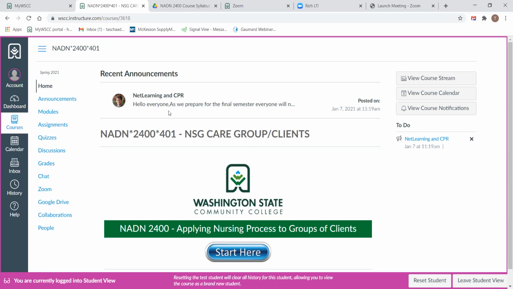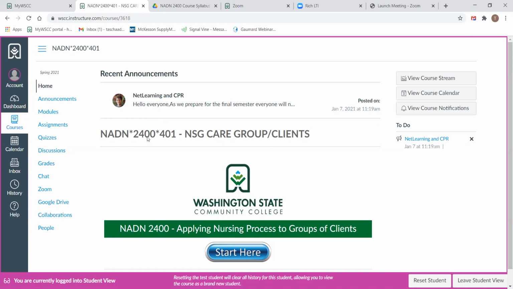We're going to begin by, first of all, hopefully all of you have seen the announcements here and went ahead and made sure you have NetLearning taken care of before Monday, as well as making sure that your CPR card is up to date. We want to make sure we get that done first. That will decrease a little bit of the stress during that first week, just making sure you have that done and out of the way.